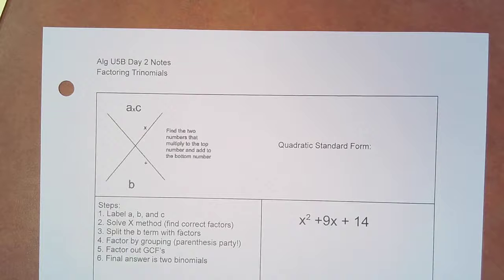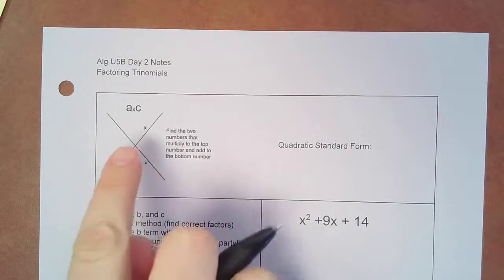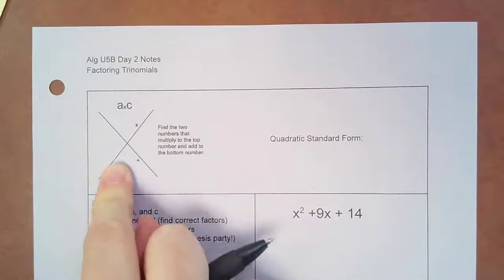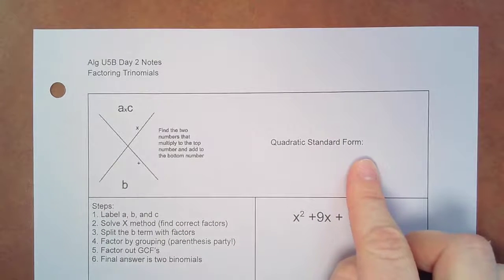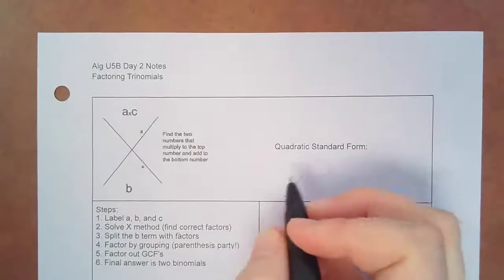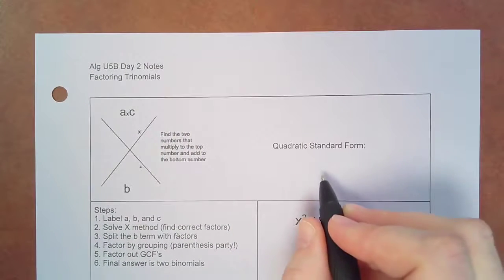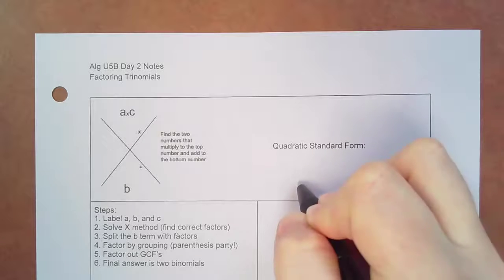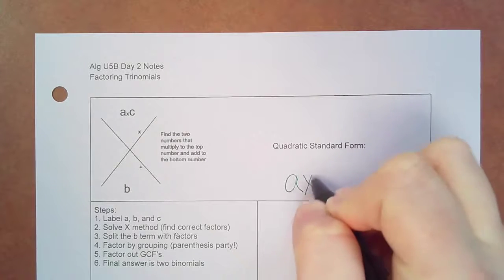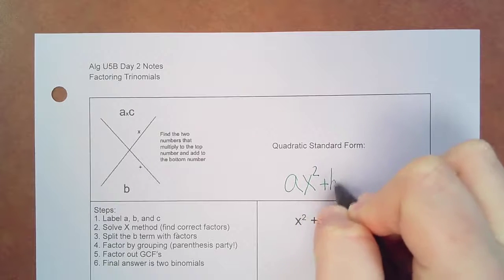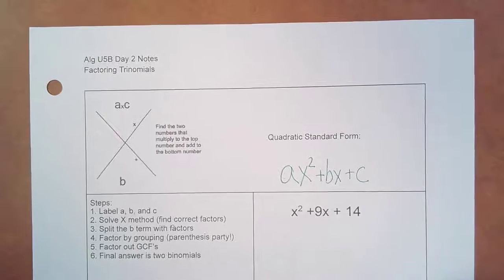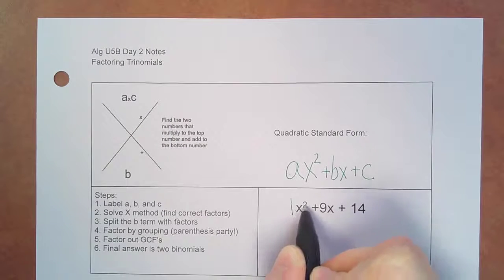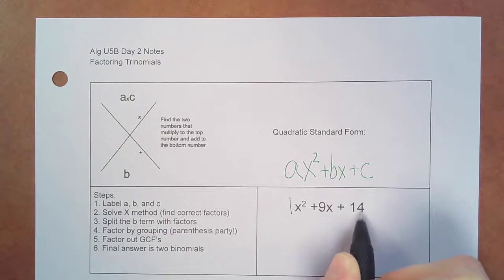Okay, so today we're going to be discussing factoring trinomials. We need to use this X method is what we're going to be doing. The quadratic standard form: a trinomial that has a squared term is called a quadratic. Standard form would be ax squared plus bx plus c, where a, b, and c are some numbers. So if you look here, we have 1x squared plus 9x plus 14.